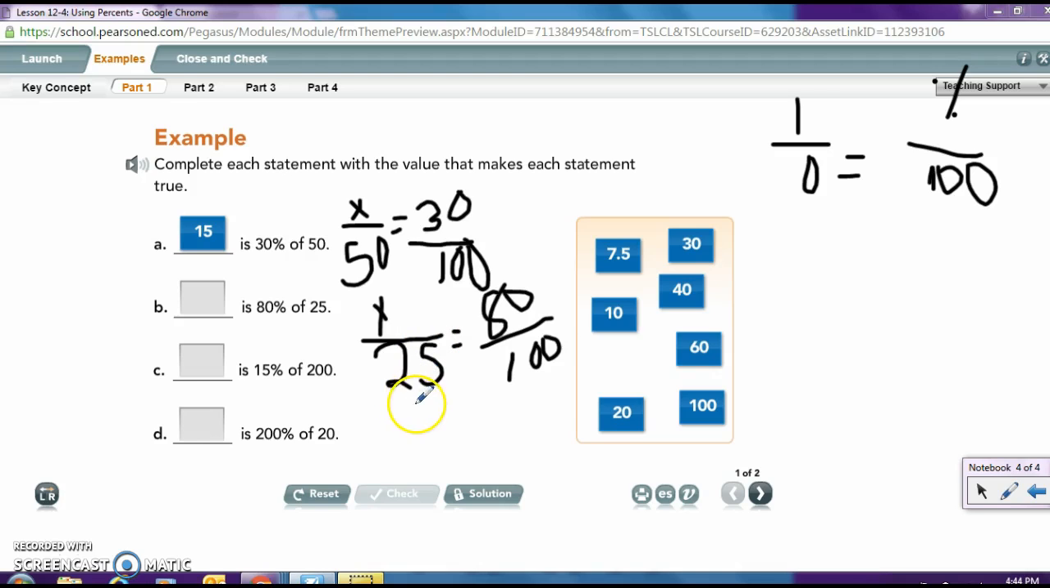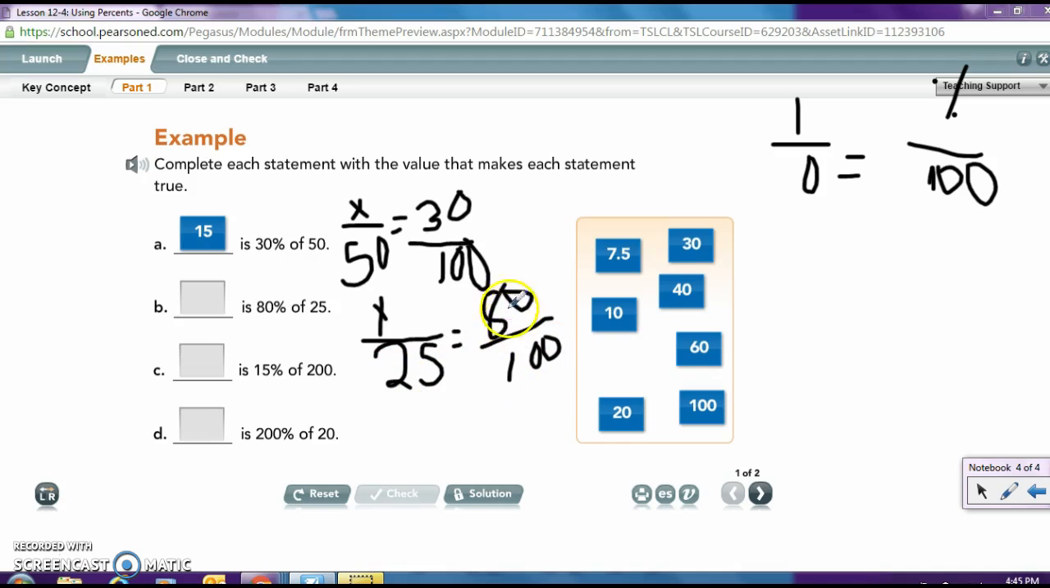Now, how would I get from 25 to 100? Well, I think about my quarters. 1 quarter is 25 cents, 2 quarters is 50 cents, 3 quarters is 75 cents, 4 quarters is $1. So 25 times 4, or 100 divided by 4 will give me 25.